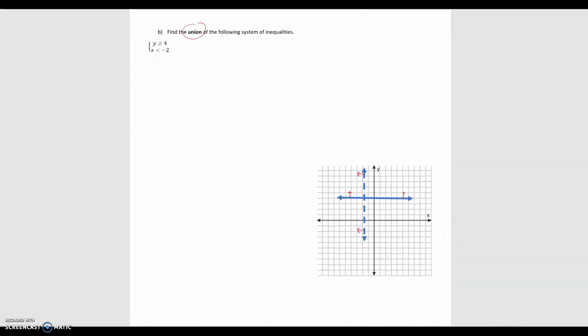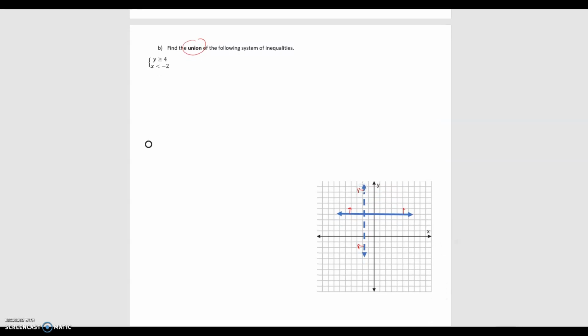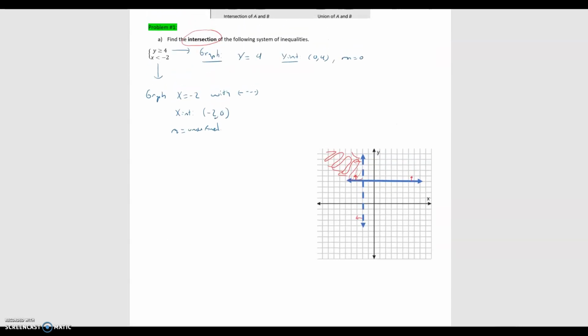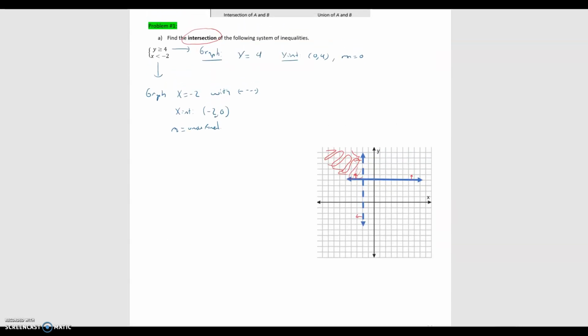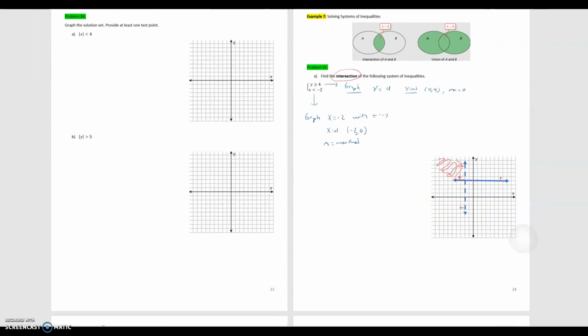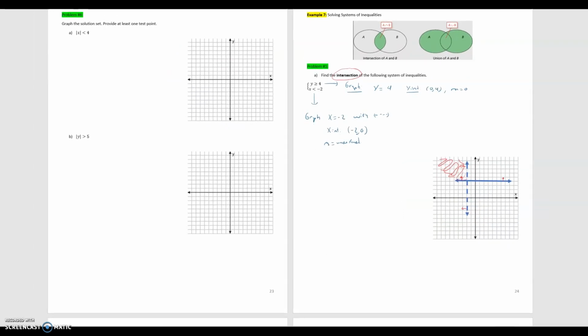Technically what this represents on the union is that for the second one, we're shading everything to the left, so everything to the left gets shaded here, and then greater than or equal to 4, everything above gets shaded. So for the union, you shade everything on the plane for both of the solutions. Notice that this portion was shaded twice. This is your intersection from the first part. That's actually it for problem 1A and B.